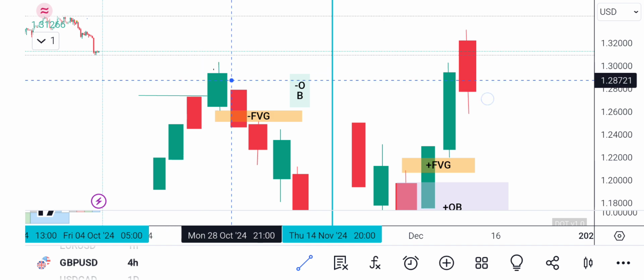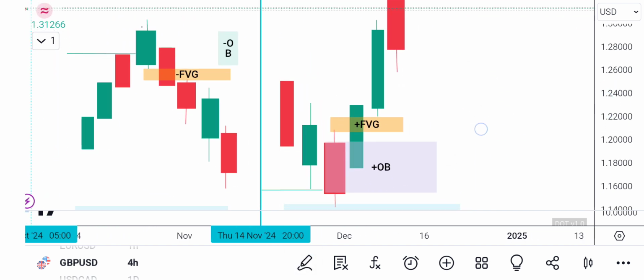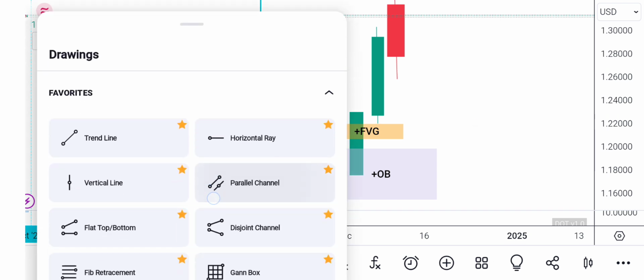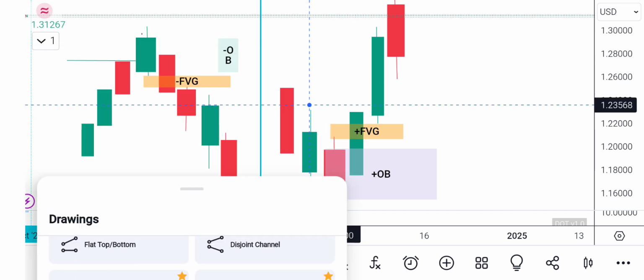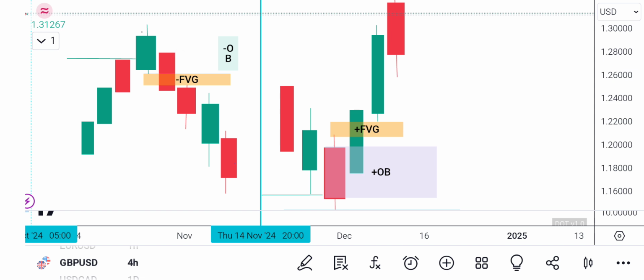Now, what is the significance of an order block? As a smart money concept trader, when we see an order block, these are areas where the smart money have pending orders, and these are very sensitive areas to trade as a smart money concept trader.